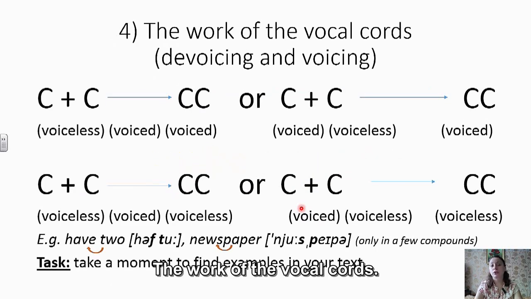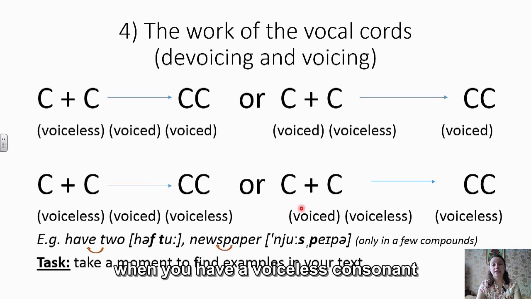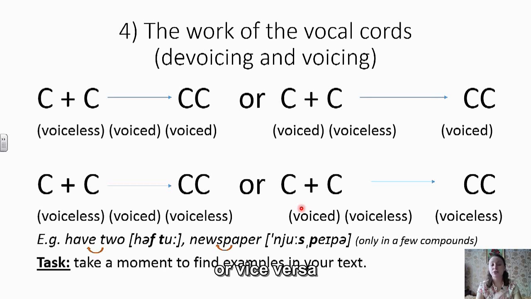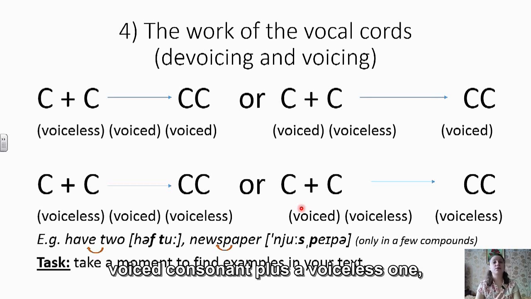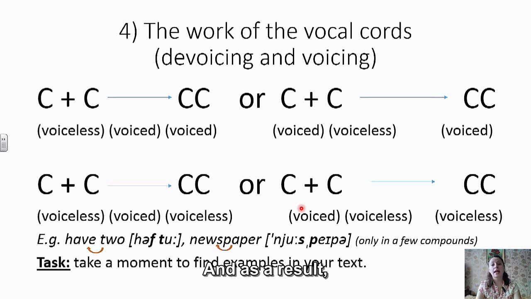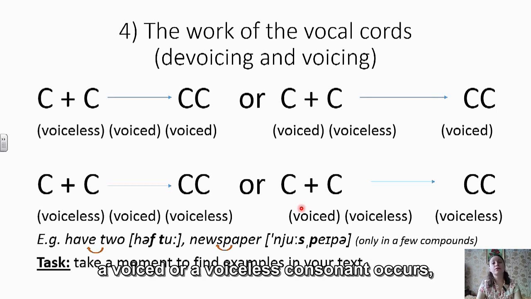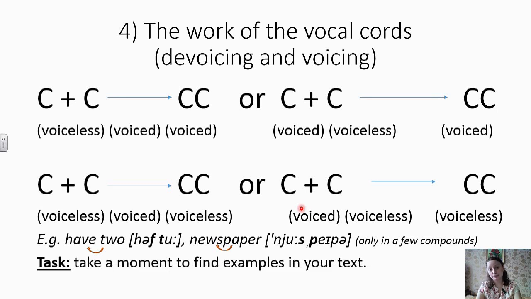The work of the vocal cords, devoicing or voicing. You can be terrified by this slide, but it's very simple. What I would like to say is when you have a voiceless consonant plus a voiced one, or vice versa, a voiced consonant plus a voiceless one, they influence each other. As a result, a voiced or a voiceless consonant occurs, as in, for example, have to. When we pronounce them separately, we pronounce have to.